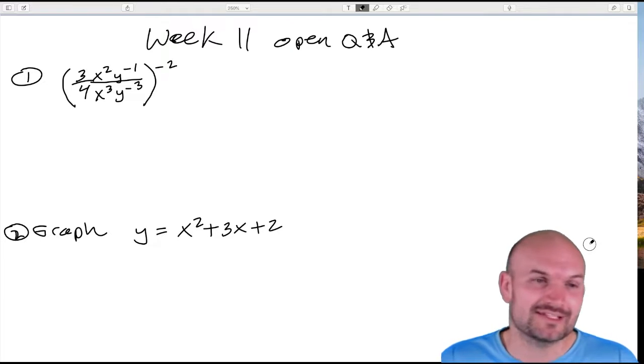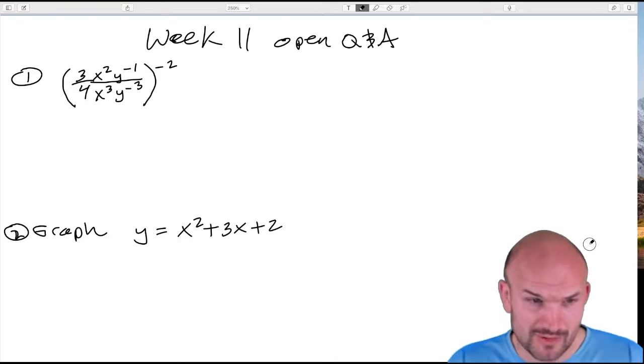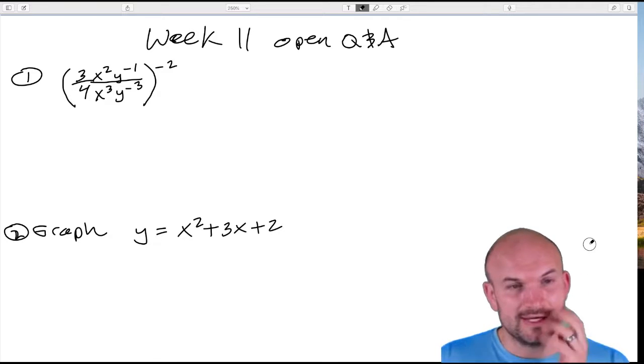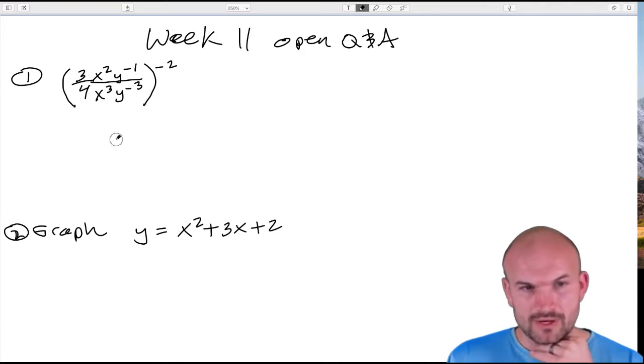But anyway, let's go ahead and get started with the math. First question is just simplifying a rational expression here. And a couple of things we need to recognize with the negative exponents, at least that rule with negative exponents.